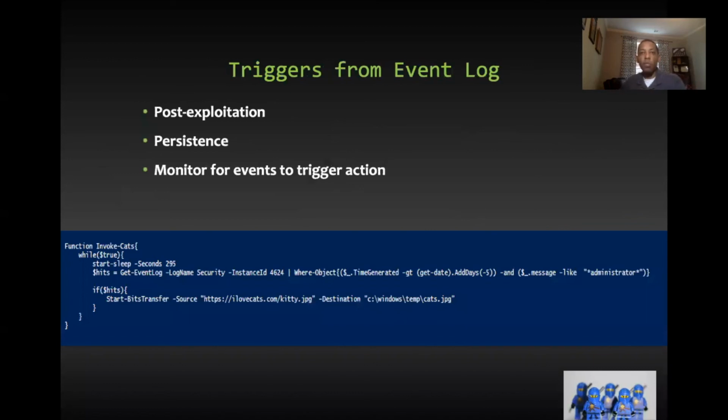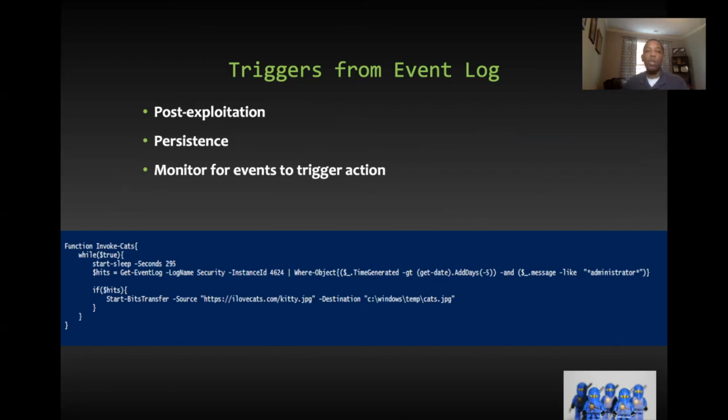So triggers from the event log may be something like post-exploitation, maybe something like persistence, and we can monitor for particular events. In this case, I'm looking for a person every couple of minutes or so, right about 5 minutes. I'm going to retrieve the event logs, look for something of importance that I care about, and if it's in the event log, then I'm going to have it do another action based upon that.